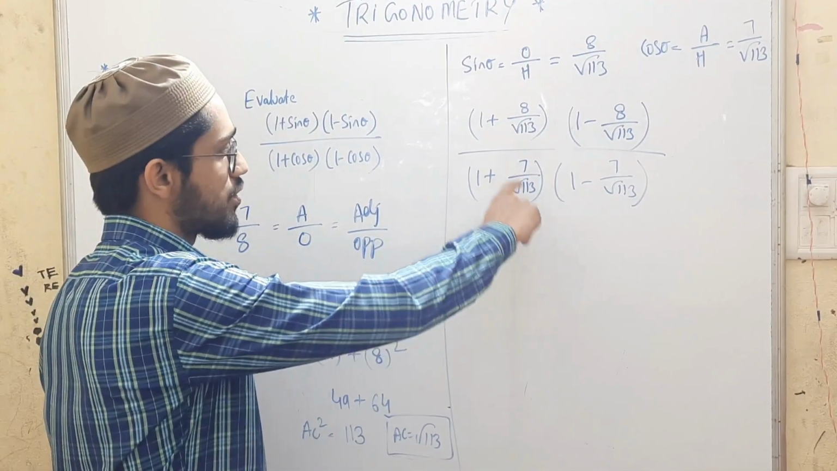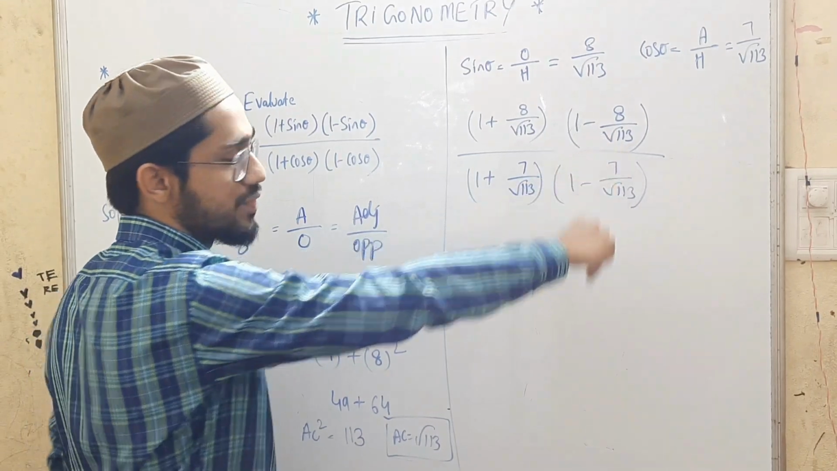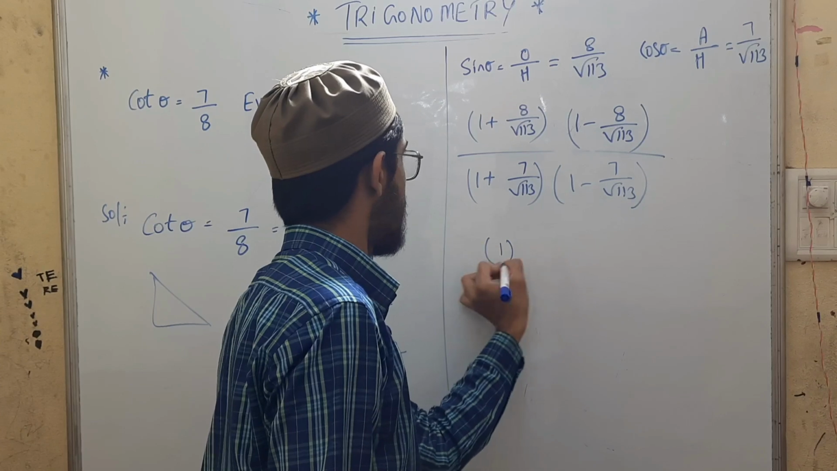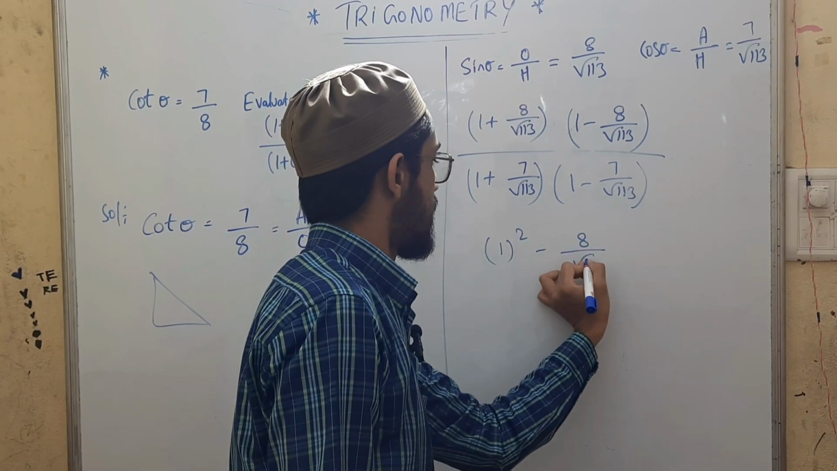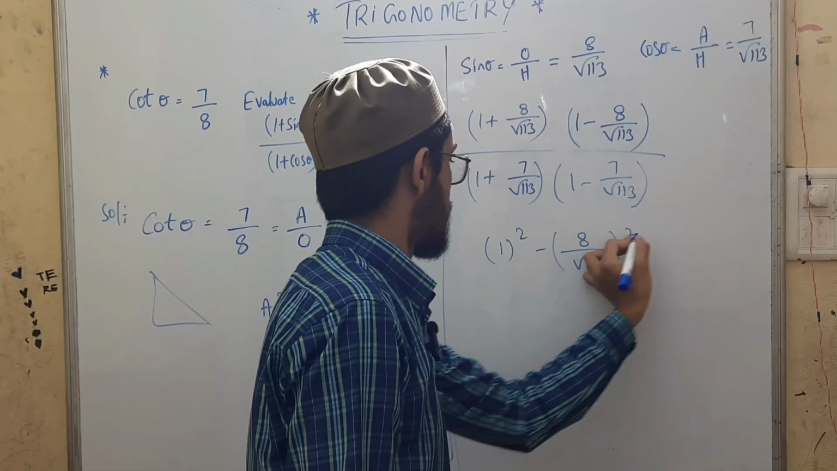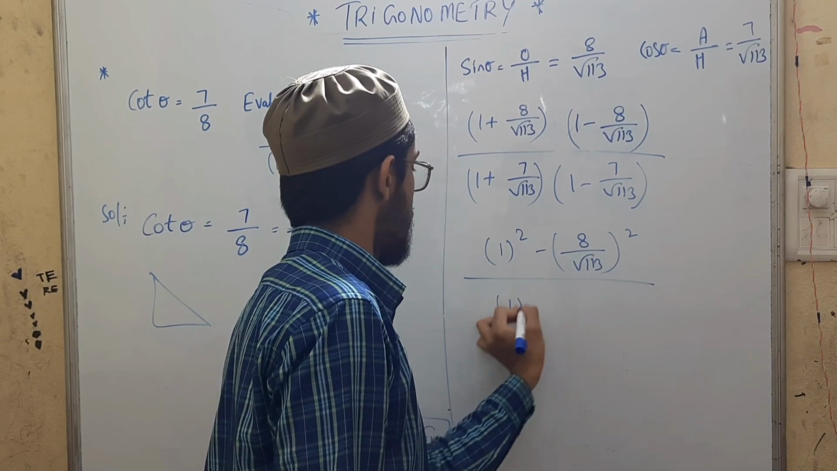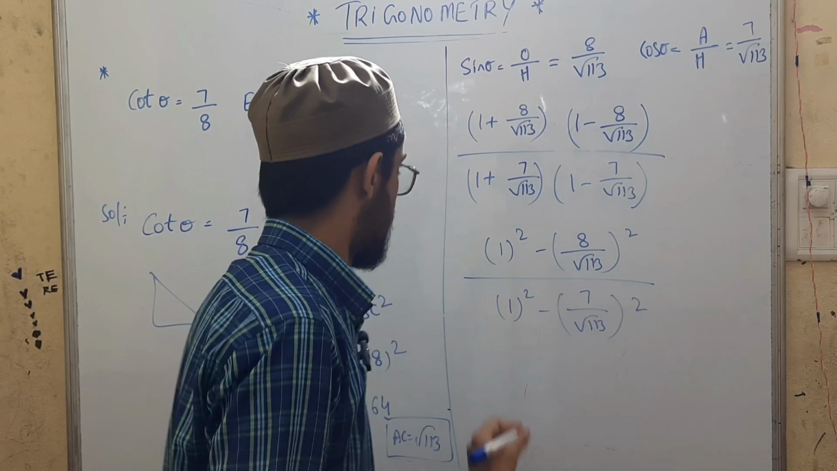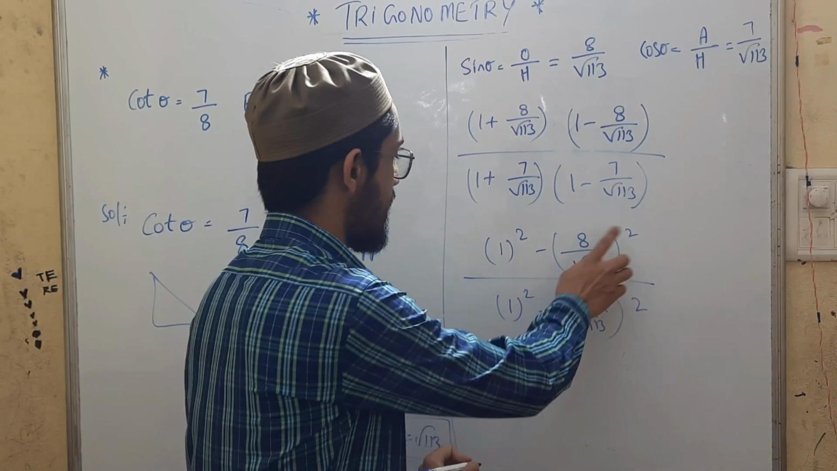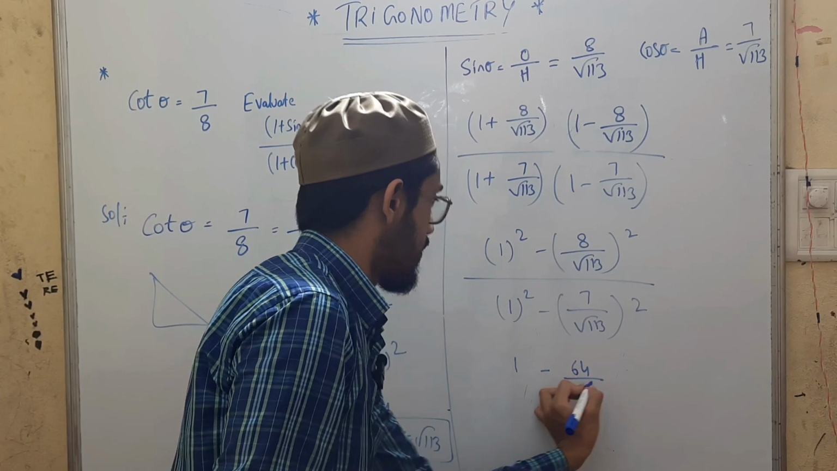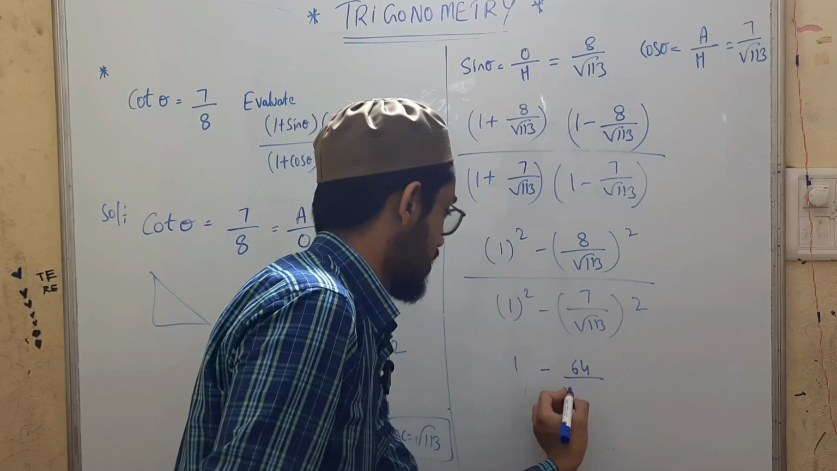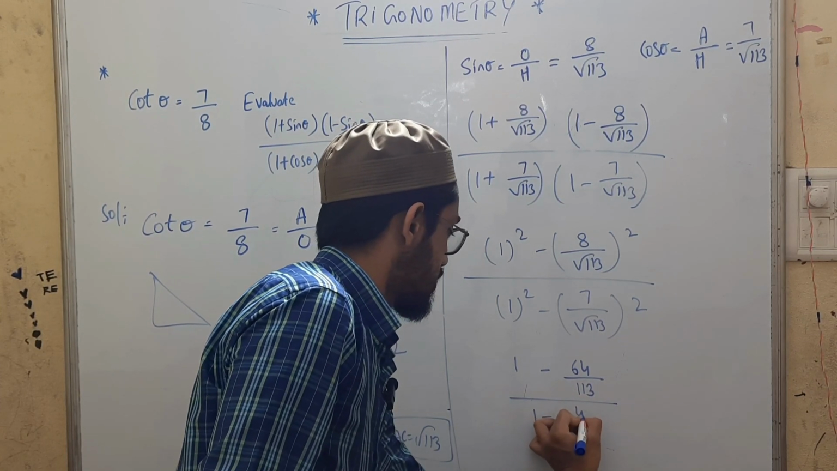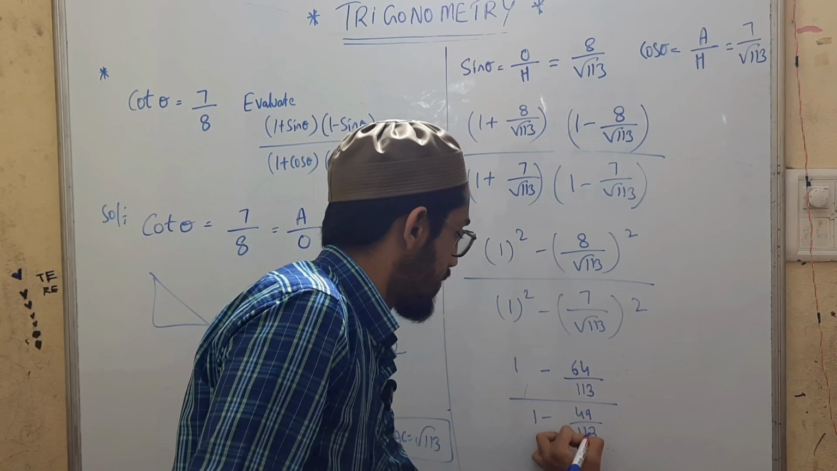Now this is an algebraic formula: a plus b, a minus b. What will that be? a square minus b square. So this will become 1 square minus (8 by root 113) whole square, by again 1 square minus (7 by root 113) whole square. This will be 1 minus 64 by 113, since the root and square will cancel, by 1 minus 49 by 113.